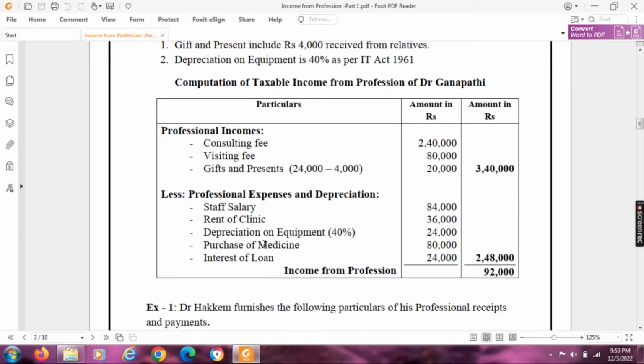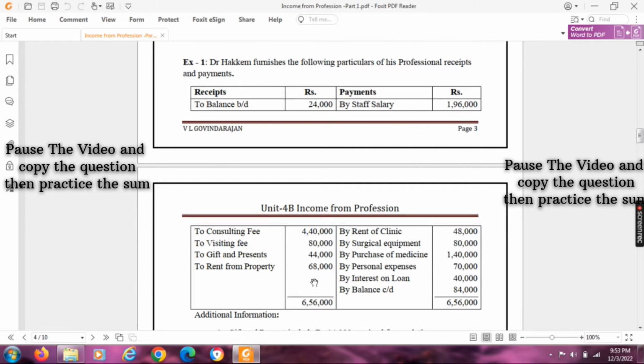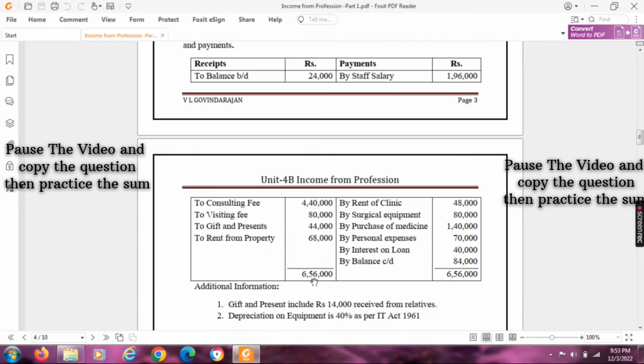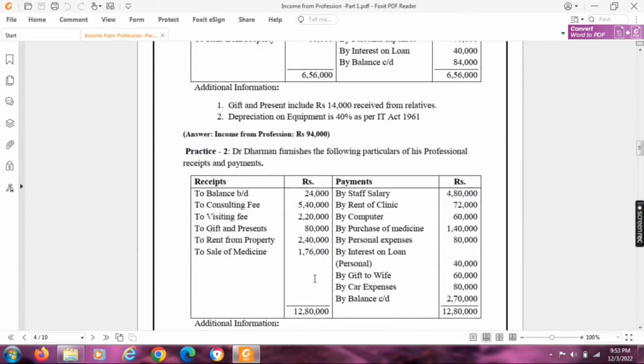So the total professional income was 3,40,000. Total professional expenses was 2,48,000. Balance 92,000. Dr. Ganapati's professional income for this accounting year. In the same pattern, the listeners can practice exercise 1. Now, let me go for practice 2.